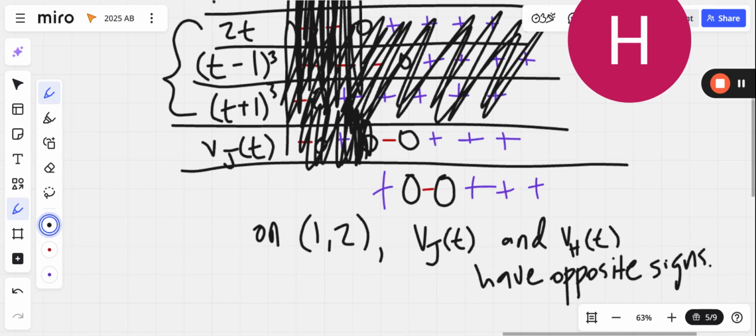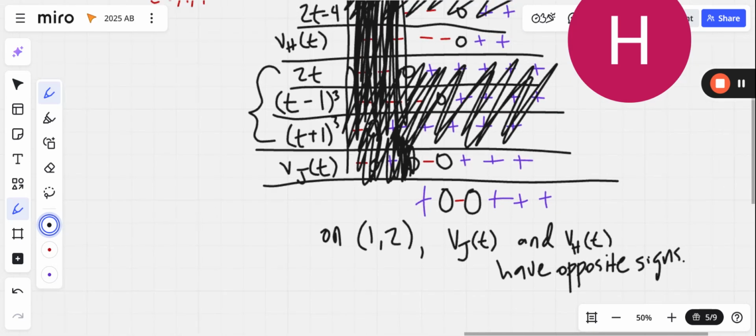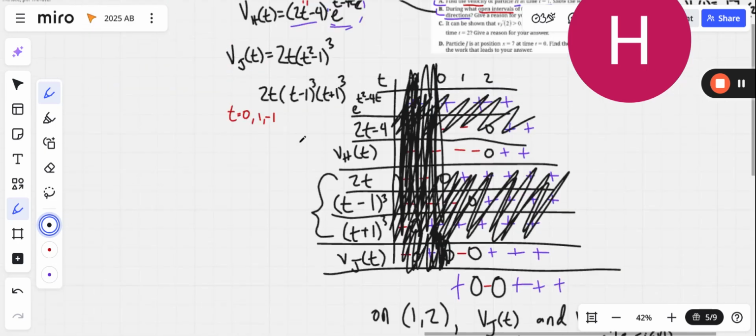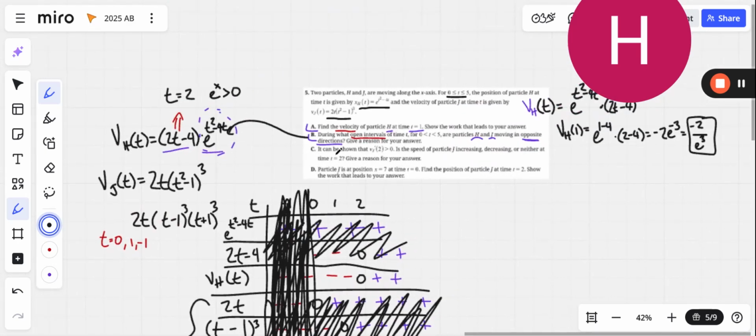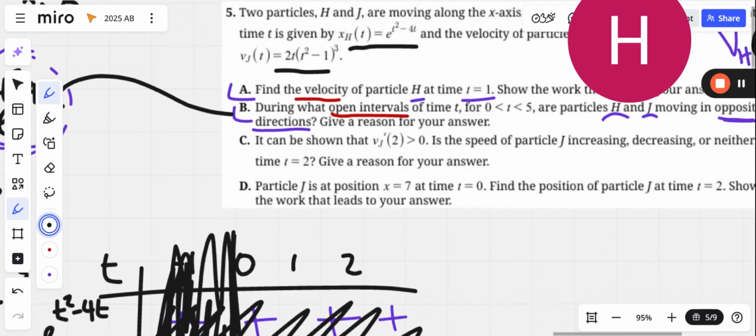So that means that the particles are moving in opposite directions because one's velocity is positive and one's velocity is negative, or vice versa. It doesn't matter. They're just opposite of each other. Okay, so there's the reason for our answer.